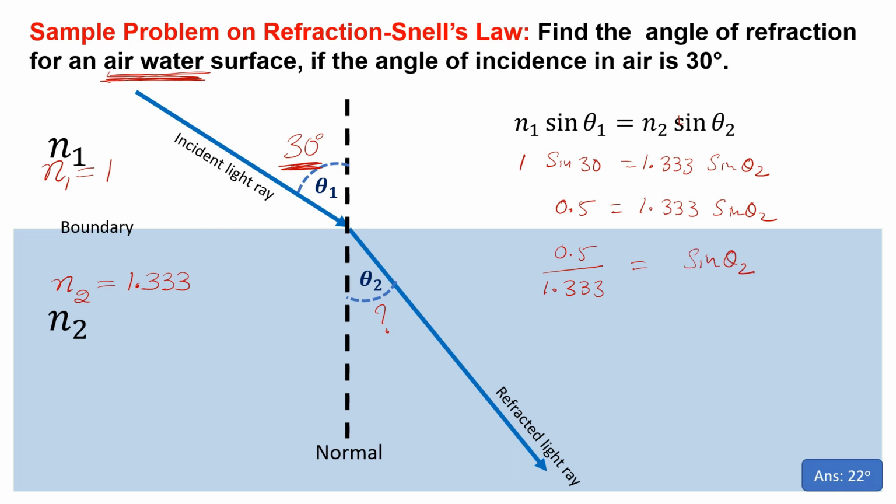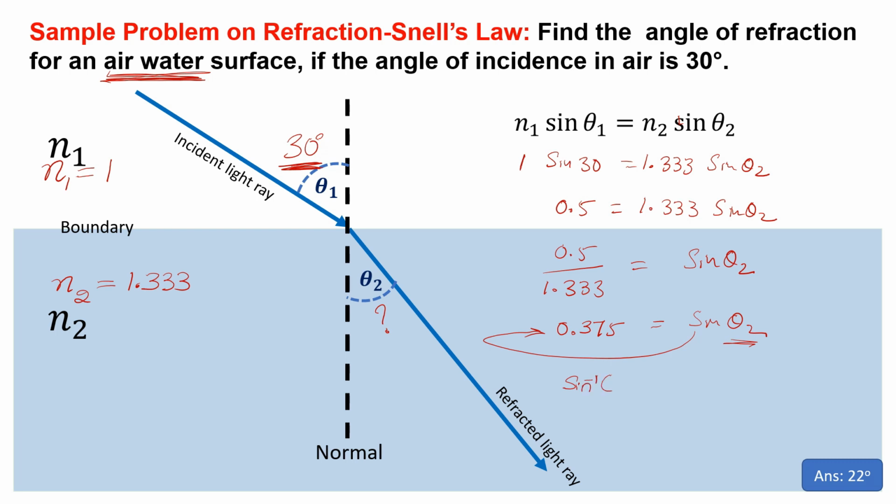Now whose value is 0.5 divided by 1.333, which is equal to around 0.375, which is equal to sin theta 2. So now we have to send this sin to the other side because we have to find only theta 2. So it becomes sin inverse.